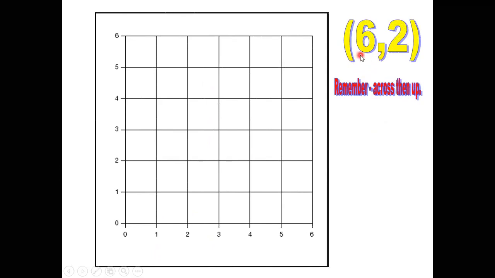The next coordinate is (6, 2). First we move 6 places across, then 2 places up. So first move to the origin (0, 0), then 6 places across and 2 places up. So this is the point (6, 2).